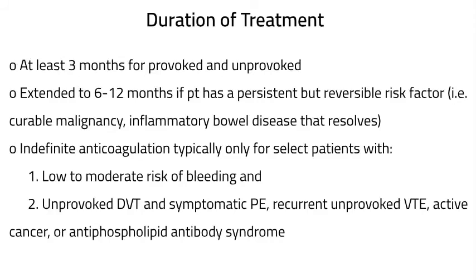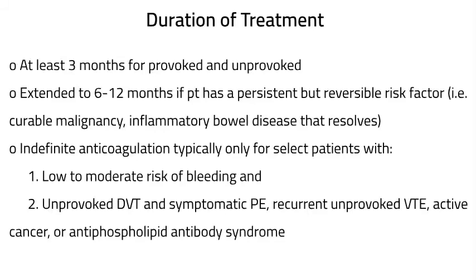Now, anticoagulation therapy can be extended to 6 to 12 months if the patient has a persistent but reversible risk factor. So let's say their DVT is related to their malignancy, but that's curable and they're currently on treatment. So they may only be on the anticoagulation while they're on that treatment, and once their malignancy is cured, they may not need to remain on anticoagulation.